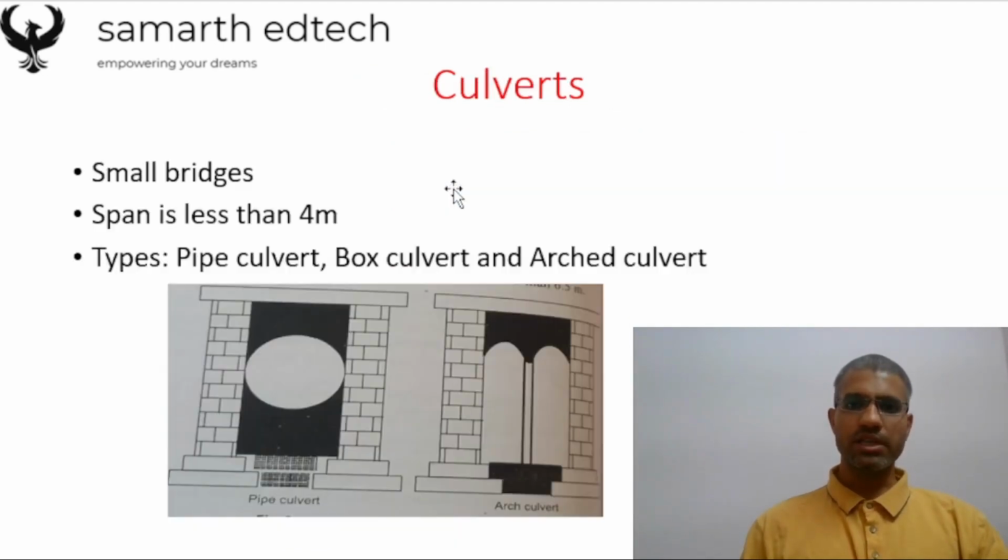The next is your culverts. So what is a culvert? It is actually a type of bridge only, but a small bridge. The span is less than 4 meters and there are three different types of culverts. Pipe culvert is there, box culvert is there, and arched culvert is there.